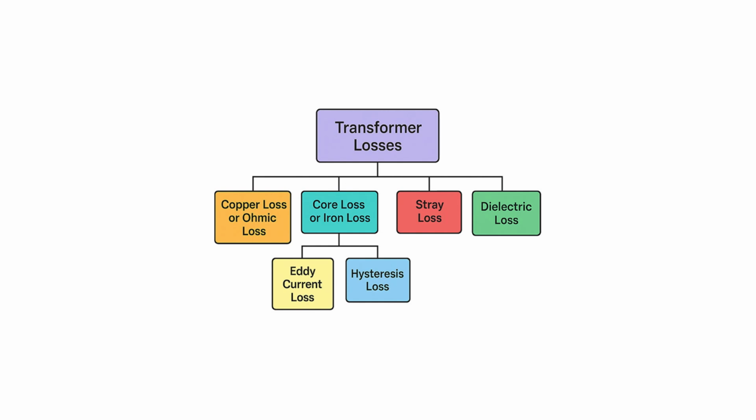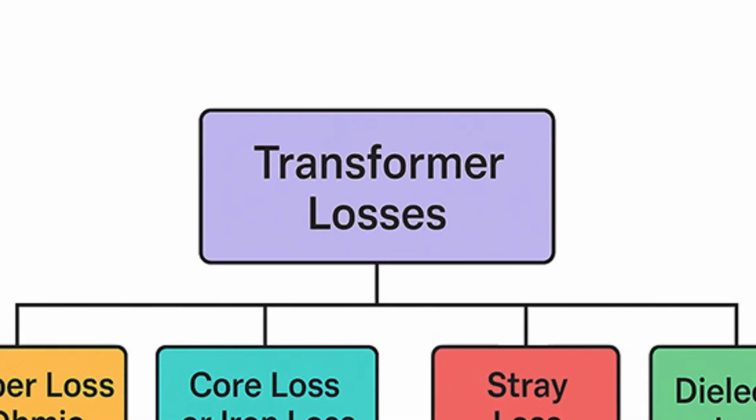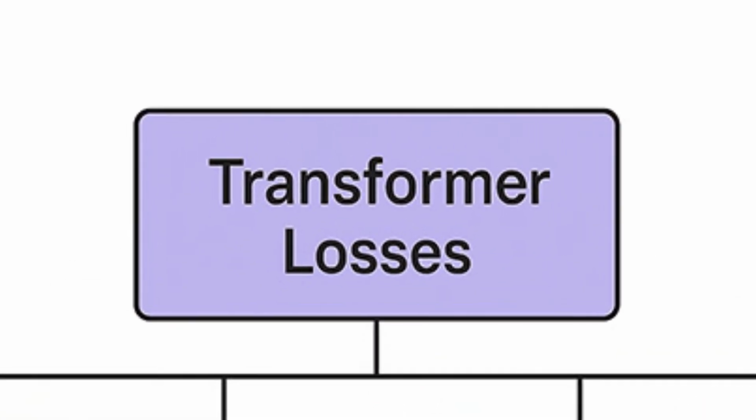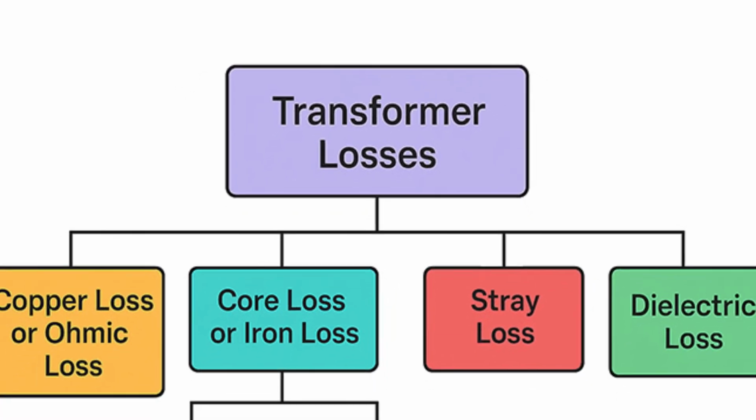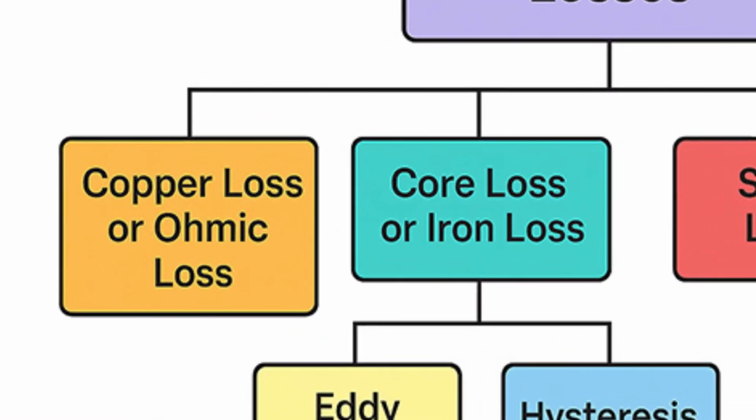In this video, we will learn about the different losses in a transformer. By the end of this session, you will clearly understand what causes these losses, their types, and how to express them mathematically. Every transformer experiences some energy loss during operation. These losses are mainly of two types: no load losses and load losses.